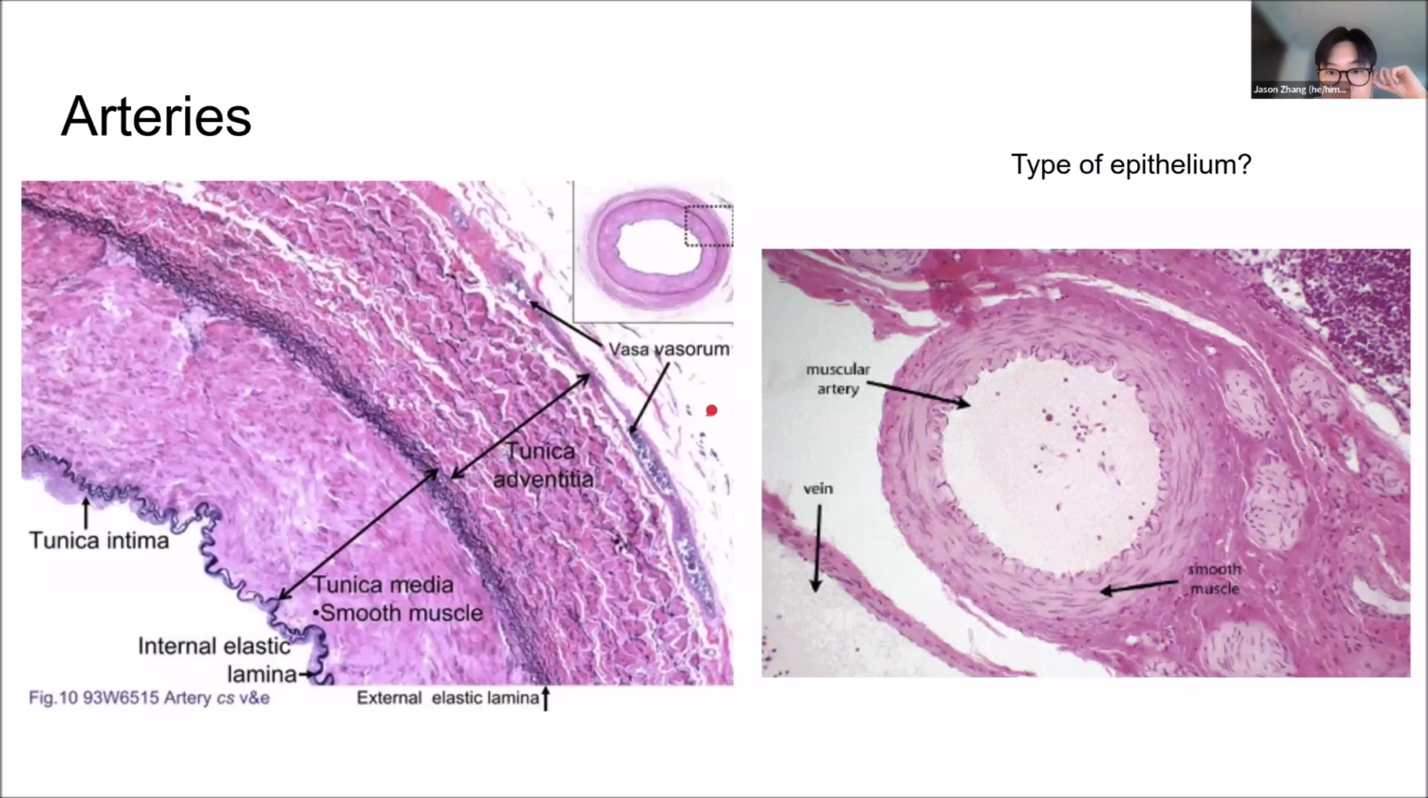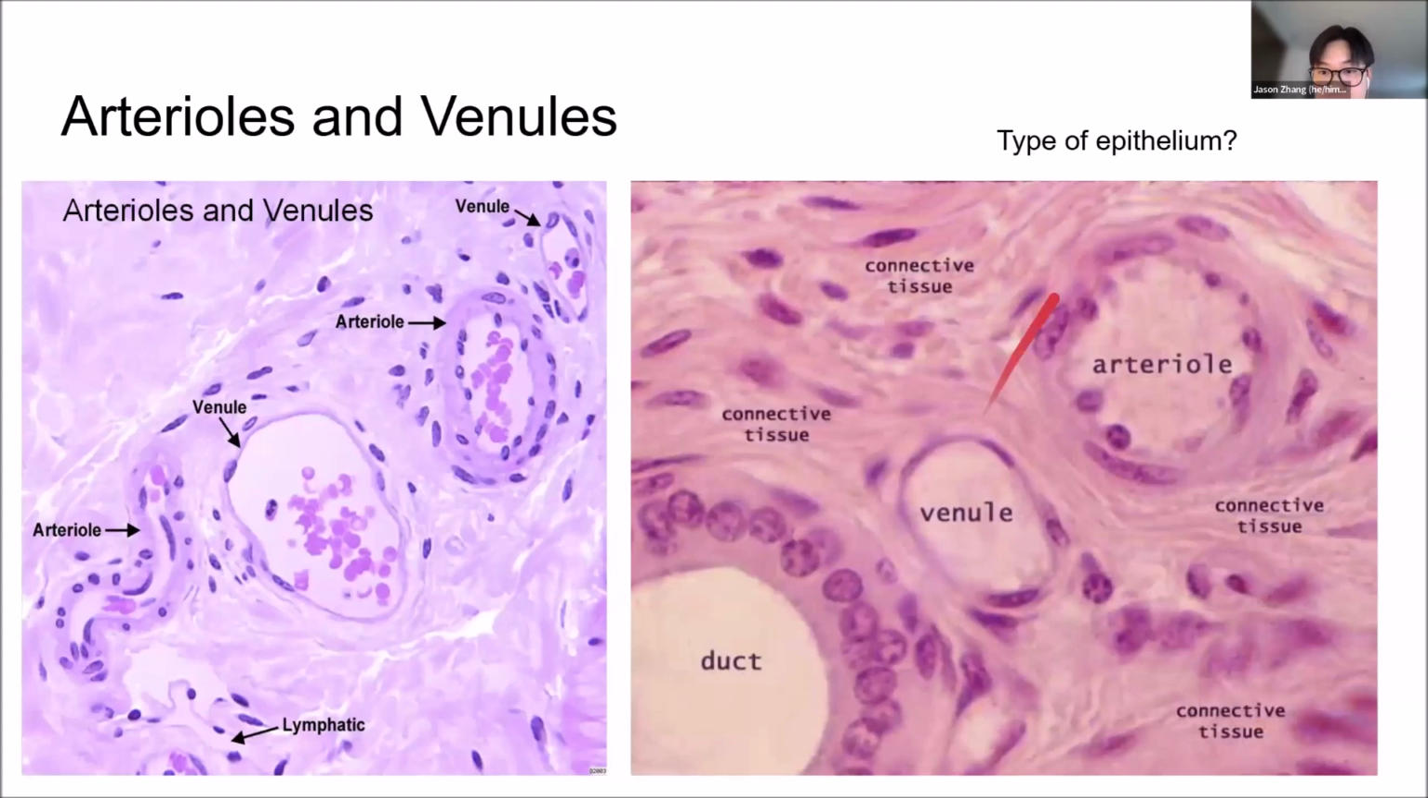And okay, so moving on to arteries. Just a question for you guys. What type of epithelium do you see in this image, or would you expect to see? Simple. Okay, I didn't quite hear that, but if you said simple squamous, that is right. So the lining, the tunica intima, will be made of simple squamous. And then arterioles and venules, same thing, you'll expect to see simple squamous.